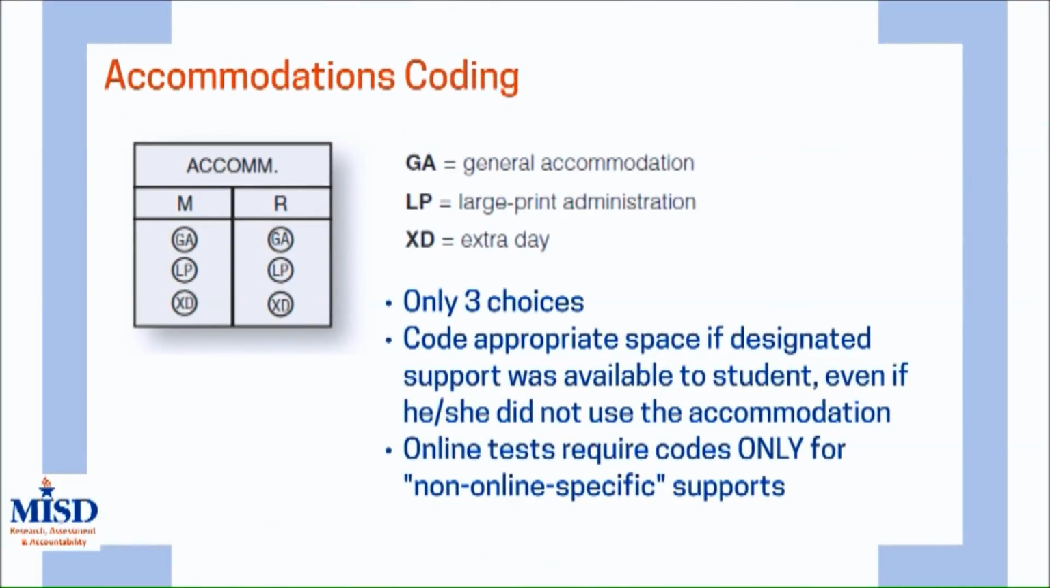Rounding out this video is a brief description of the codes used to document accommodations on STAR answer documents. This process has been simplified even more in 2017, as shown by this image taken directly from the District and Campus Coordinator Manual. Only 3 possible codes, 2 of which refer to specific supports, are available. Any designated support approved for a student that is not large print or extra day is documented simply as a general accommodation, GA. The appropriate bubble should be marked even if the student did not use the specific support.